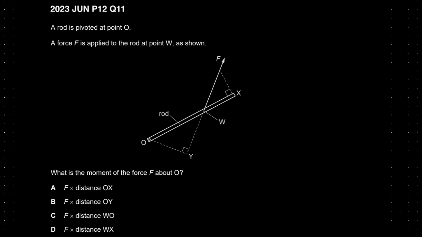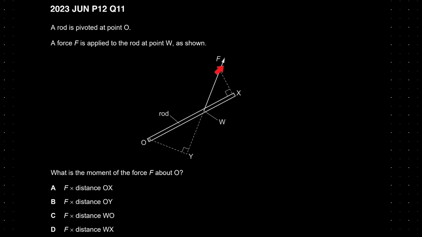11. A rod is pivoted at point O. A force F is applied to the rod at point W as shown. What is the moment of the force about O? So this is the force F. What is its moment about O?